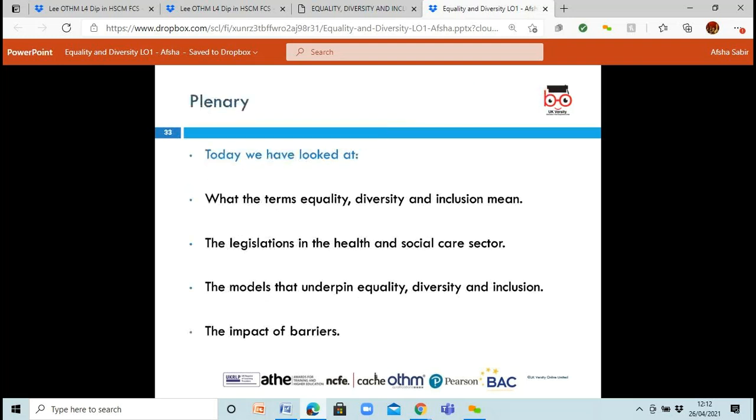So that was it for today. As a recap, we've looked at equality, diversity and inclusion, what they mean. We looked at a few legislations like the Mental Health Act, the Care Act, the Health and Social Care Act, and the Human Rights Act. Then we looked at some things that underpin equality, diversity and inclusion. And then we looked at the impact of barriers.